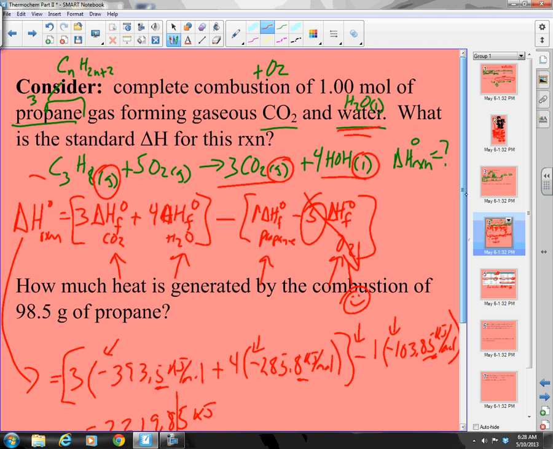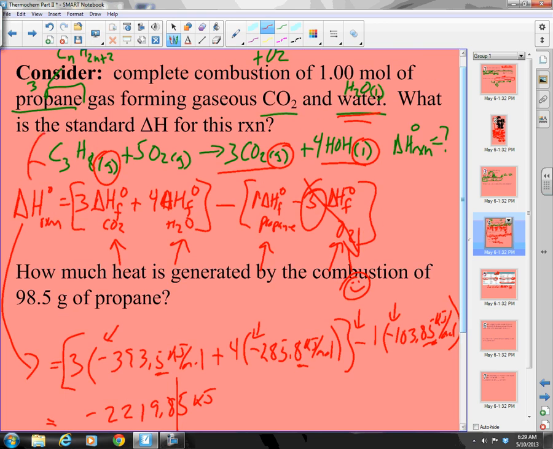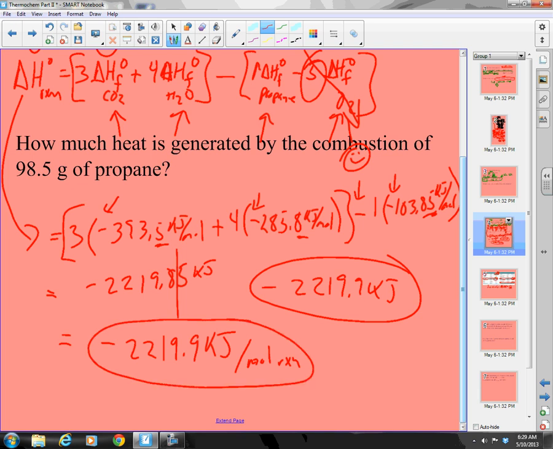So this is kilojoules per mole of the reaction as written, or you could say, since it's 1, per mole of propane, or per 3 moles of carbon dioxide, or per 4 moles of water. Sometimes you'll see it just written as negative 2219.9 kilojoules, and that's an acceptable way to write it. Sometimes they'll write it per mole of propane. It all depends, but this is a correct answer.